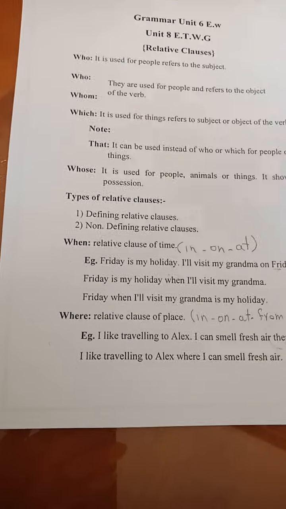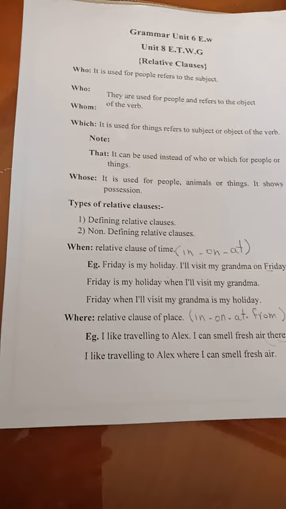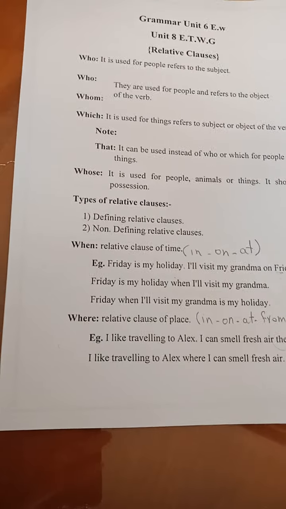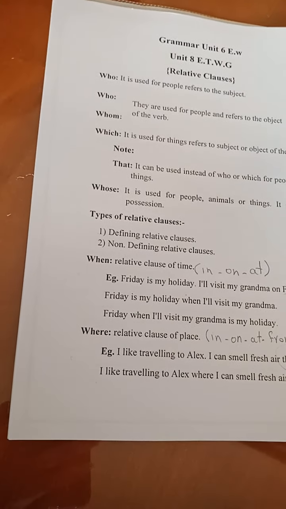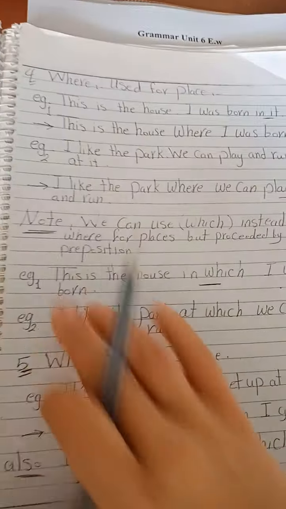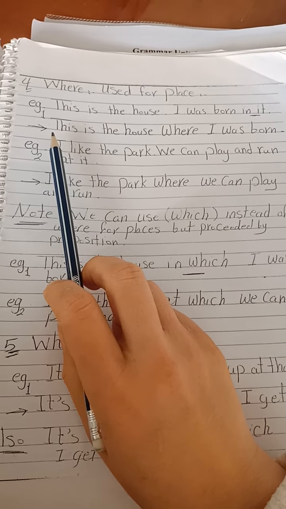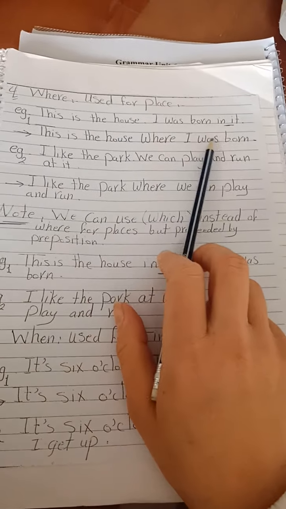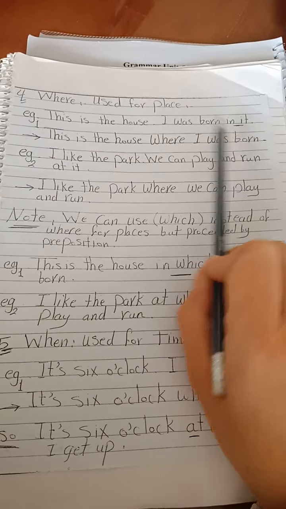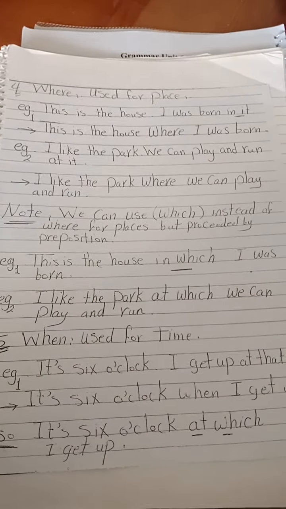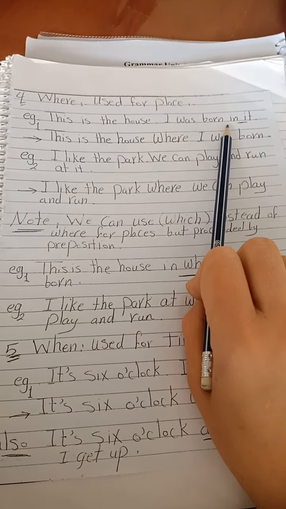Okay? But if I asked you to use which to refer to time or place instead of using when or where, what will you do? Look with me. If I asked you to use which, you will say what? Look at example number 1. When I say, this is the house I was born in. In this house. So this is a place. I will say, this is the house where I was born, and I will omit in it.